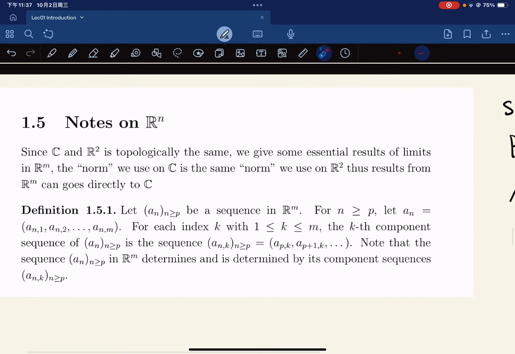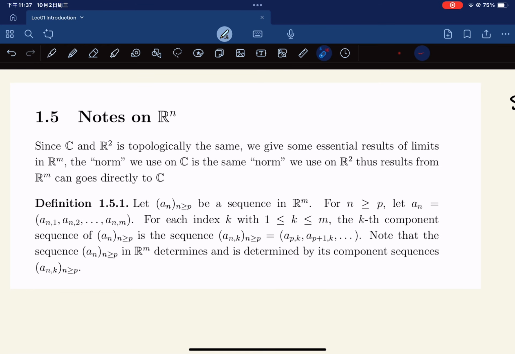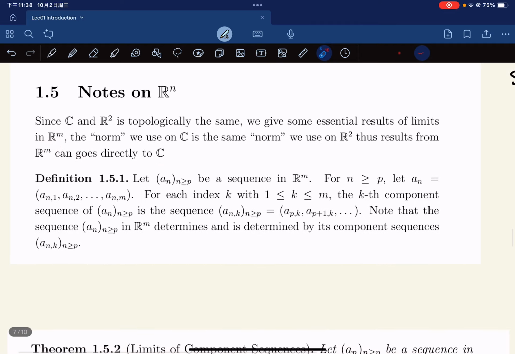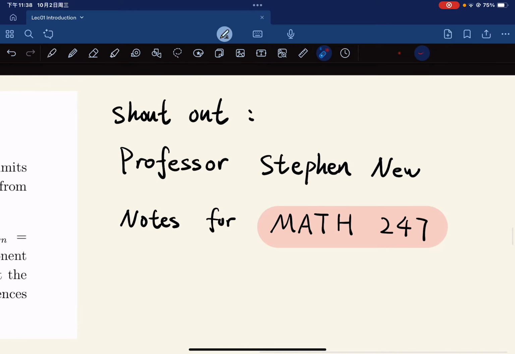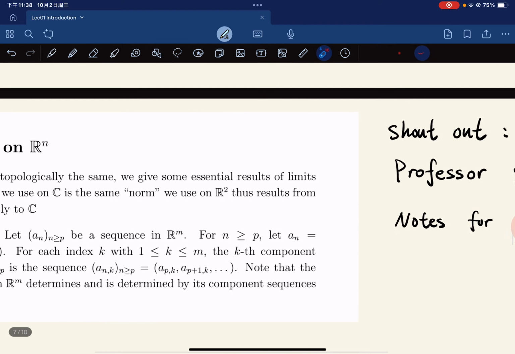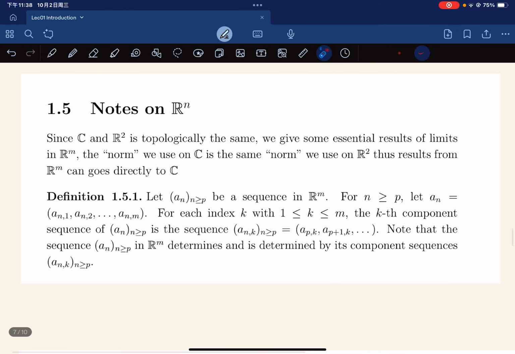So here comes something that is more challenging. We're going to go through some knowledge of R^n. Because C and R^2 are topologically the same, we give some essential results of limits in R^m. The absolute value we use in C is actually the Euclidean norm in R^2, right? So the results from R^m go directly to C. Before that, I'll shout out to Professor Stephen Yu and his notes for Math 247. I use his results in his proof for this part, okay?